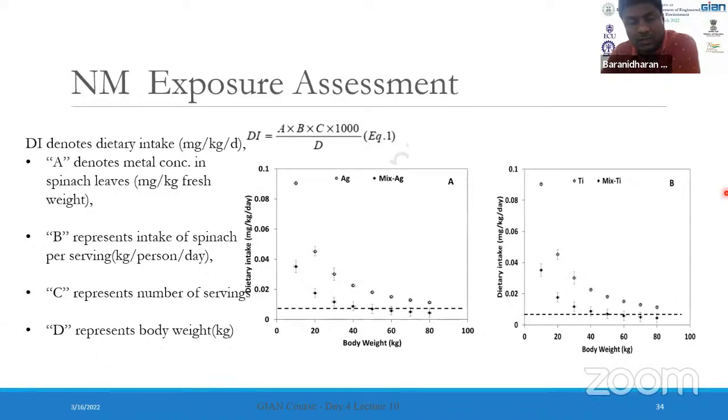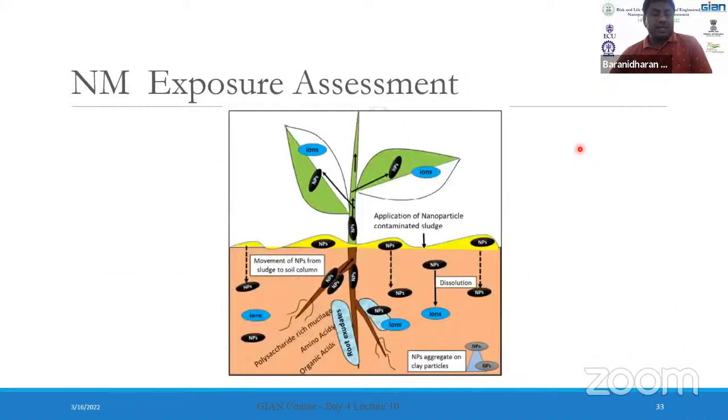Further, it was also concluded that the consumption of spinach shoots of plants exposed to a mixture of nanoparticles, say 10 milligram of nanoparticles per kilogram of sludge, resulted in dietary intake estimates higher than the reference dose for less than 50 kilogram of body mass. So the lesser the body mass, the greater the risk. So this is one such study that conveyed that these nanoparticles, once they enter the food chain, possess a severe threat towards humans as well as the environment.